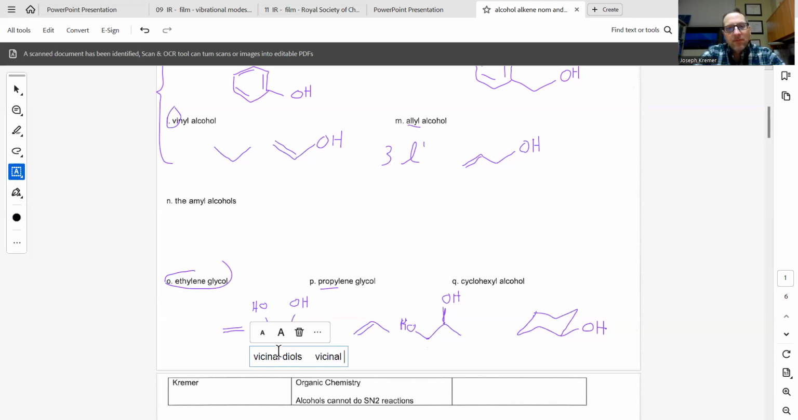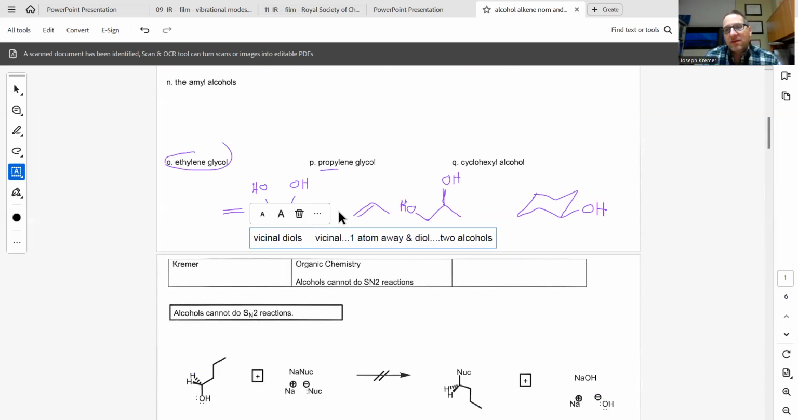Vicinal means one atom away. So there's yet another OH, one atom away, vicinal. And diol means two alcohols. Di is two, tri is three, alcohols, plural.